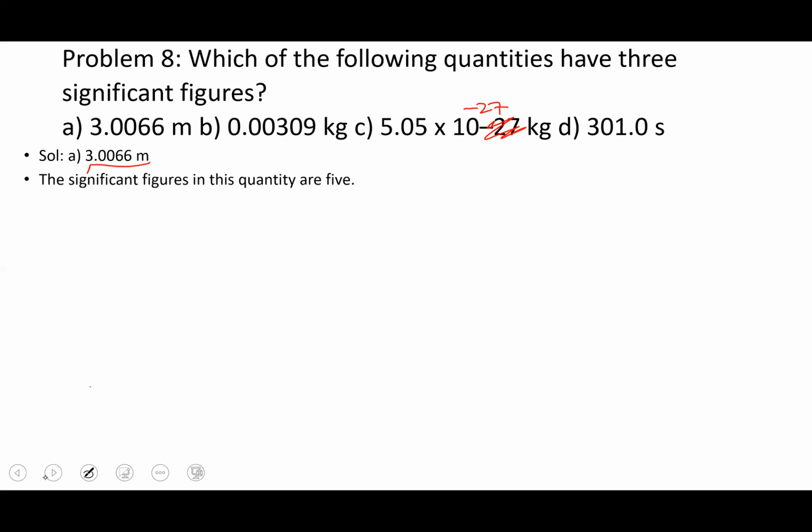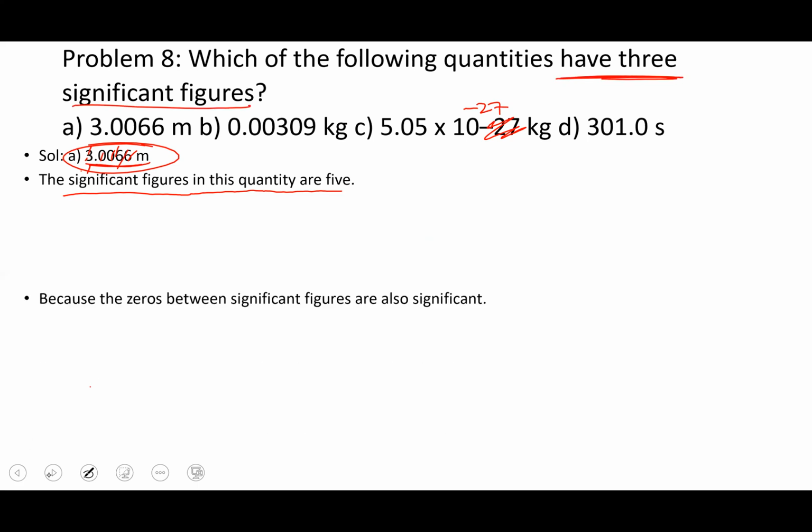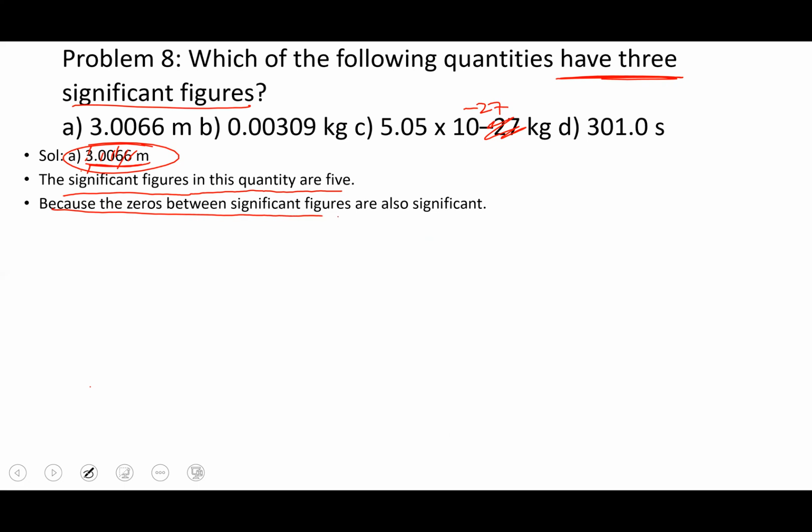So the first one, A part, is 3.0066 meters. We can say the significant figures in this quantity is 5 because the 0s are in between these two significant figures, which are 3 and 6. So 1, 2, 3, 4, and 5 significant figures are given over here. So this is not the answer which we are looking for. We are looking for 3 significant figures in the given data, because the zeros between the significant figures are also significant. So that is not our answer.